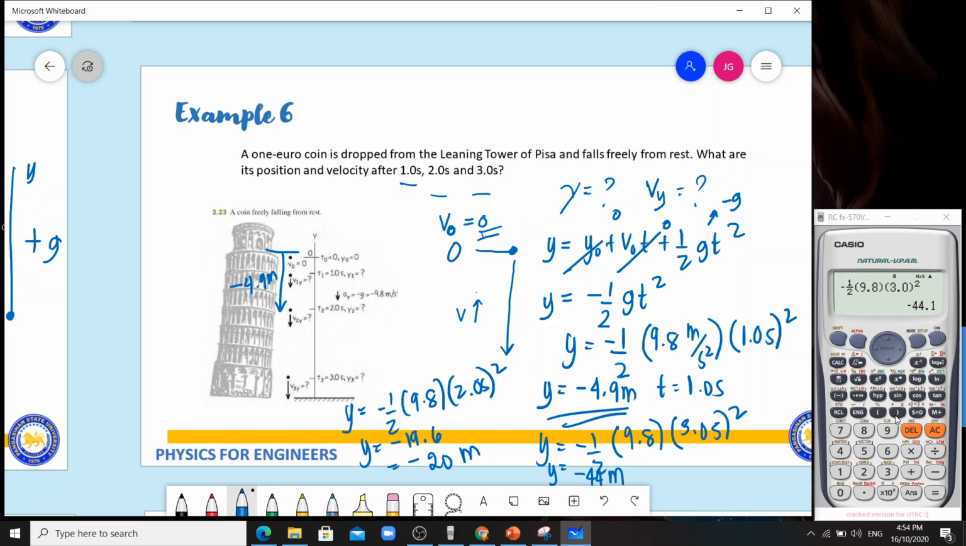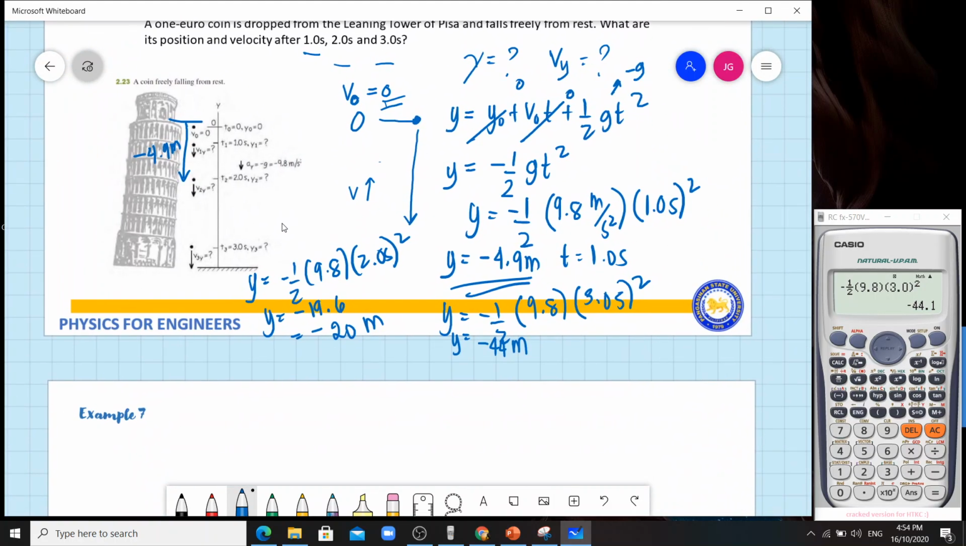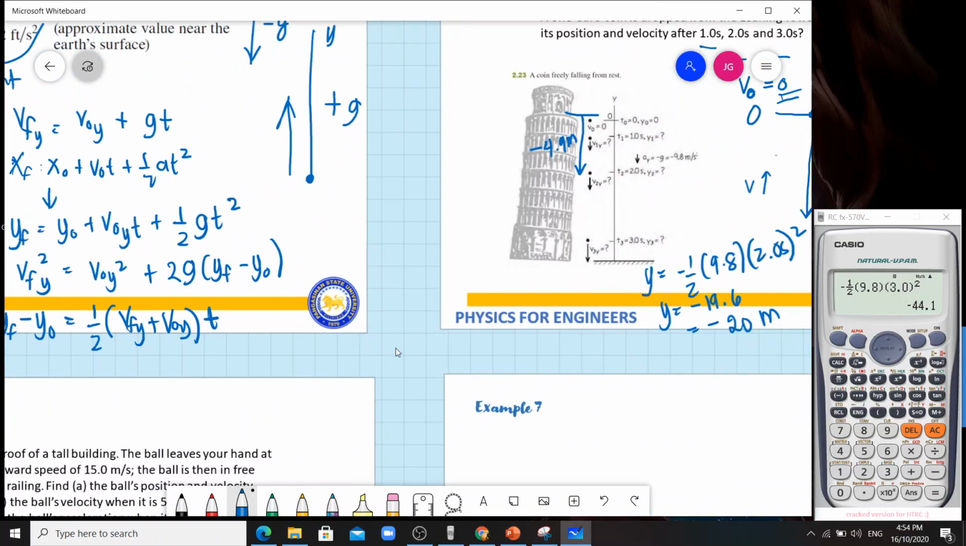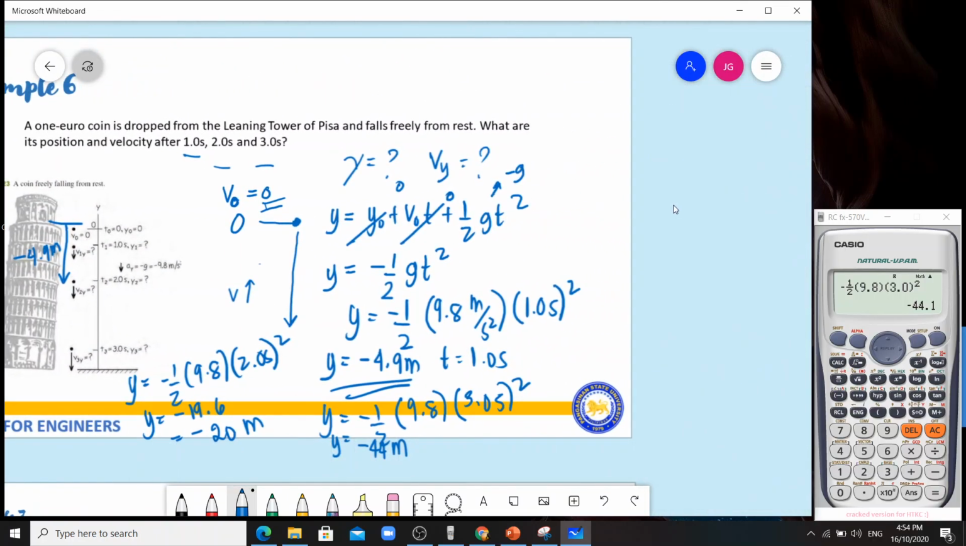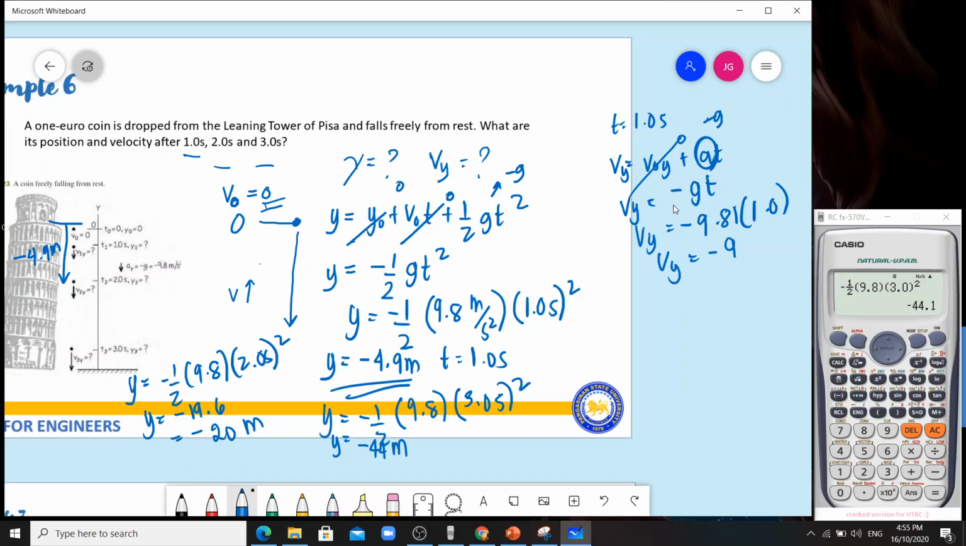Okay. So now we have obtained y. Let's get the velocity, over here on the side. So, the velocity at time 1 second. How do we get the velocity? We have v y equals v naught y plus a t. Because it is free fall, it happens by itself, zero effort, so v y is just negative g t. Since our acceleration is g and the motion is downward, it is negative acceleration. So v y equals negative 9.8 times 1.0 seconds. So v y is just negative 9.8.